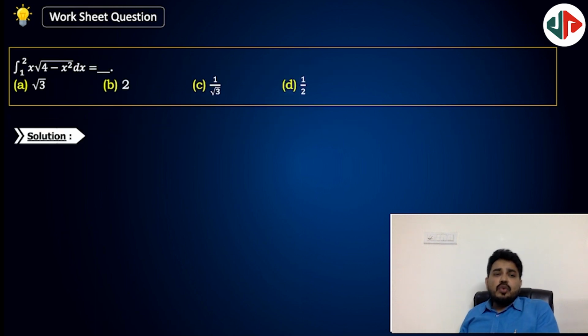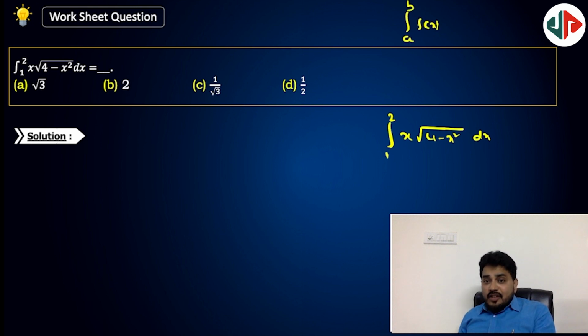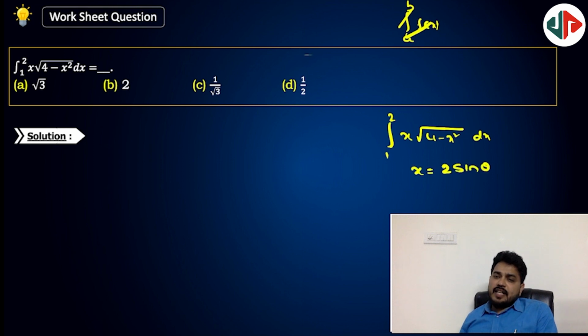Integral 1 to 2 of x root over 4 minus x square dx. So the property we write, integral a to b f of x dx. Or shall we go for any other substitution method? There are other approaches also. What I'll do is take x equal to 2 sine theta, so dx will be equal to 2 cos theta d theta. You can try this one also.